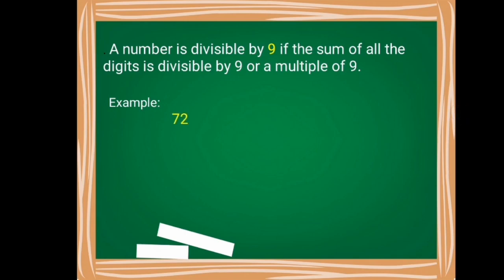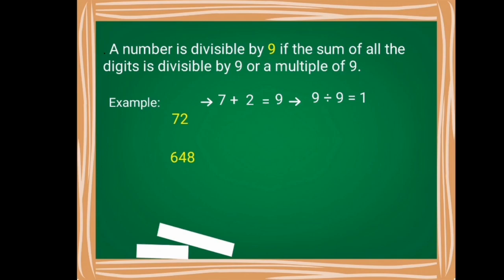Example, 72. Ang digits ng 72 ay 7 at 2. So, 7 plus 2 equals 9. Ang 9 ay multiple na ng 9. At kapag dinivide natin to, 9 divided by 9, ang lalabas na sagot is 1. Walang remainder. Therefore, 72 is divisible by 9.